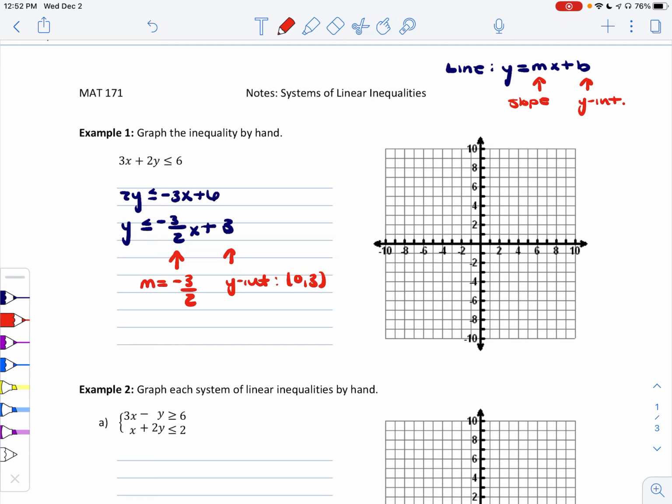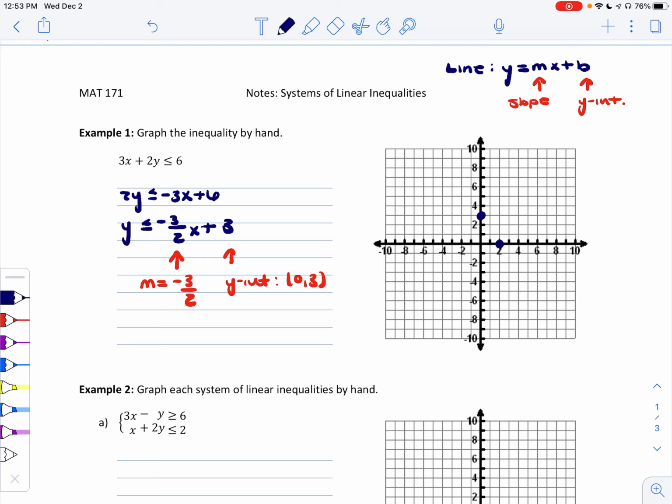Okay, so we will deal with this inequality in a second, but for now, just graph it like you would a typical line. Don't worry about the inequality just yet. Just worry about graphing the equation y equals negative 3 halves x plus 3. Then we'll worry about the inequality. So we have our y-intercept at the point 0, 3. And then our slope is negative 3 over 2. So from our y-intercept, I'm going to go down 3 over 2. And that would give us a second point here at 2, 0.